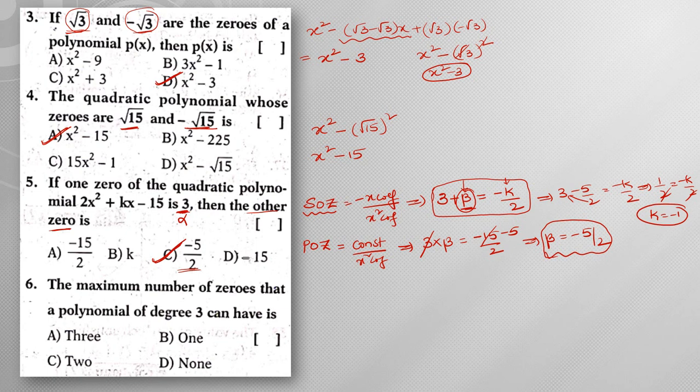Next, the maximum number of zeros that a polynomial of degree 3 can have. So how many maximum zeros? The maximum number of zeros is nothing but equal to the degree of the polynomial. Hence the maximum is 3. Suppose if you ask about the minimum, then the minimum is nothing but 0.